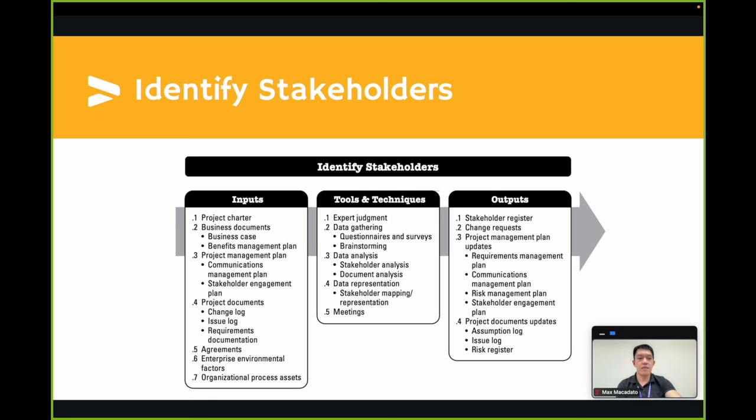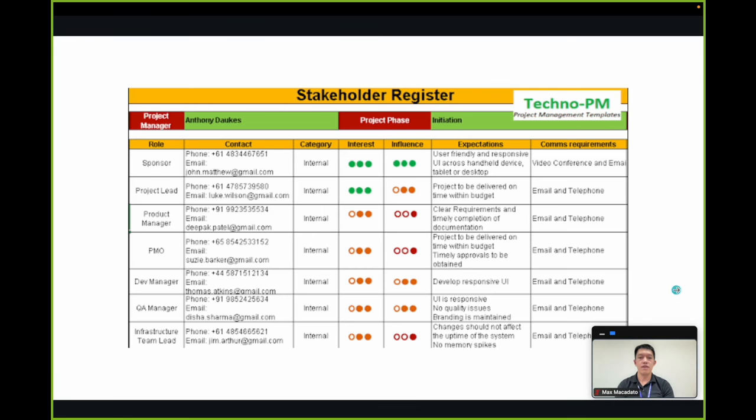Project documents that may be updated as a result of carrying out this process include the assumption log, the issue log, and the risk register. This is an example of a stakeholder register, the main output of the stakeholder identification process.